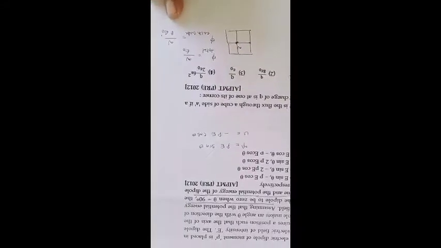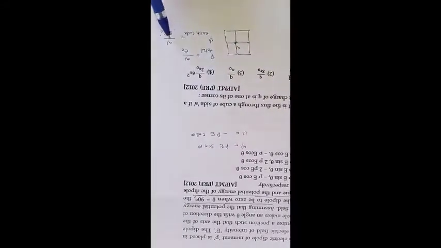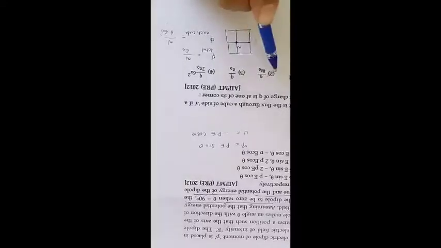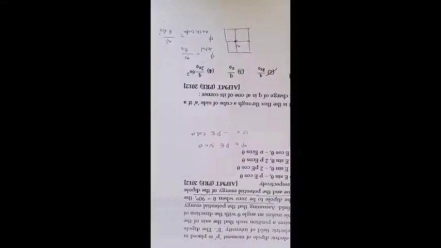Now, since 8 cubes are placed, the total flux will be how much? Q by epsilon naught. This flux is going through 8 cubes. Flux from each cube will be Q by 8 epsilon naught. This is the answer for this. That is the 12th question. Next.